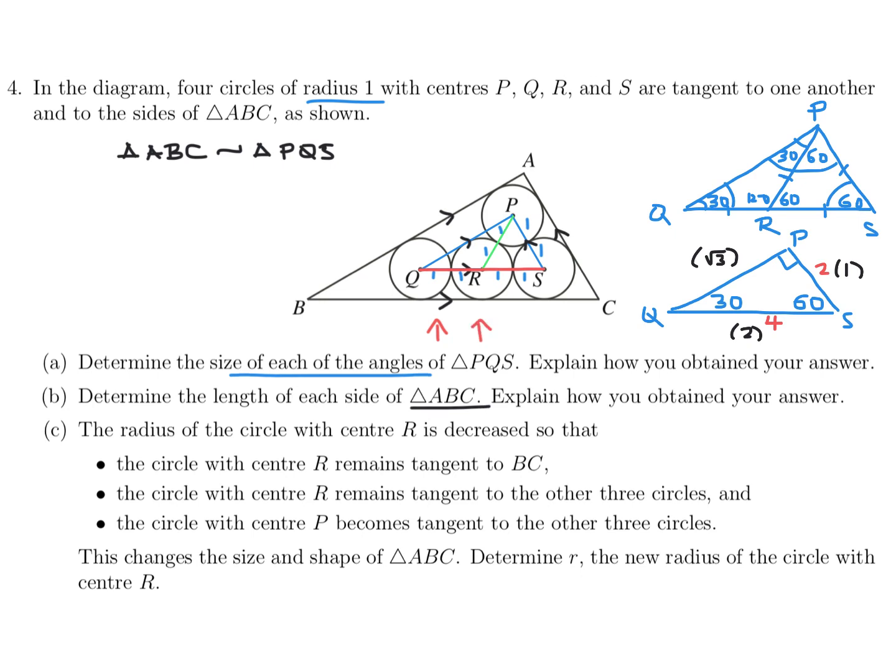And then P to Q. Even if you don't know it, you can just use the ratio. It would be 2 root 3, right? Yeah, 2 root 3. Just from the ratio of the sides. Now, ABC is also a 30, 60, 90 triangle. So it would be very similar.